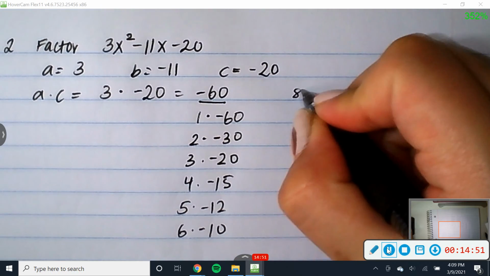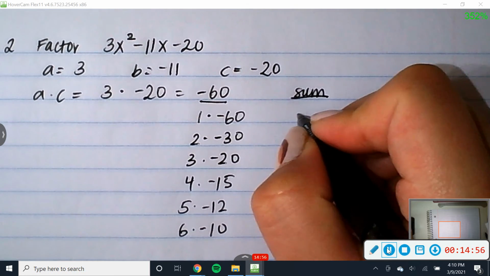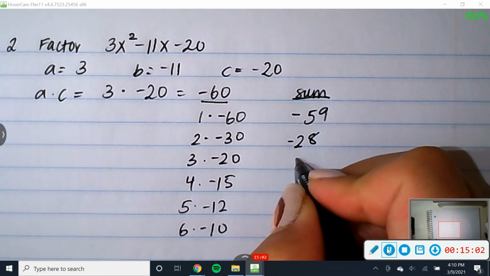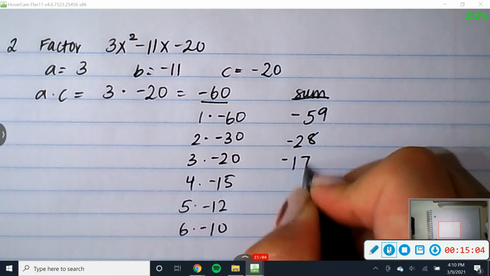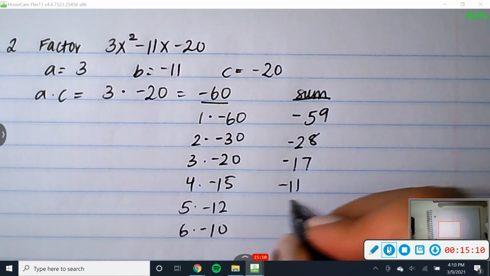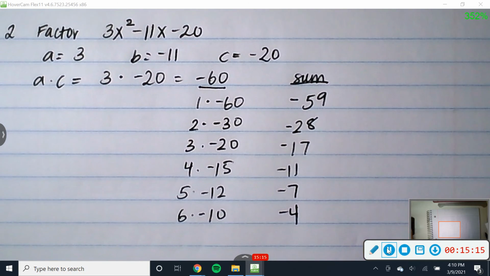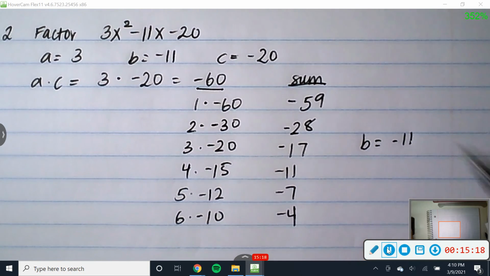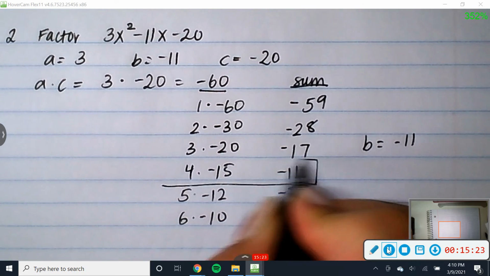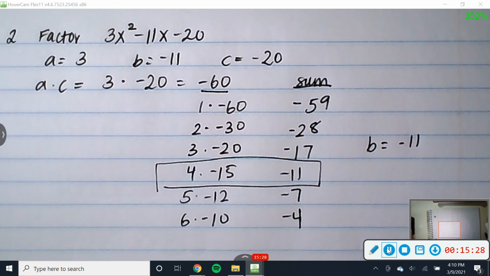So let's just take the sum here of all the factors. Adding these together, 1 plus negative 60, negative 59. 2 plus negative 30, negative 28. 3 plus negative 20, negative 17. 4 plus negative 15, negative 11. 5 plus negative 12 is negative 7. And 6 plus negative 10 is negative 4. So looking at this list right here, I know that my b value is negative 11. And I need to look for which one matches my b value, which is right here, 4 and negative 15. Perfect. I didn't actually have to list out all the other factors.